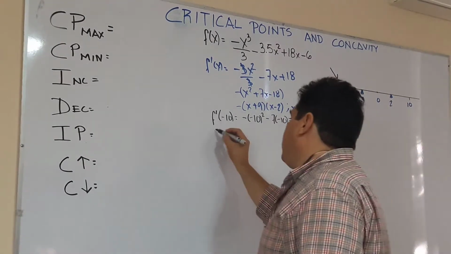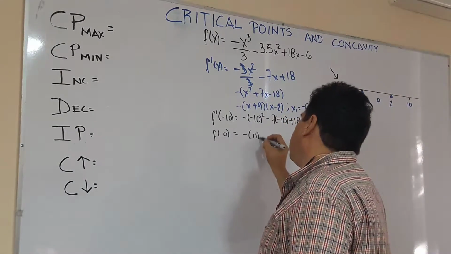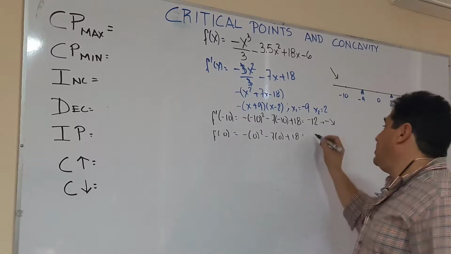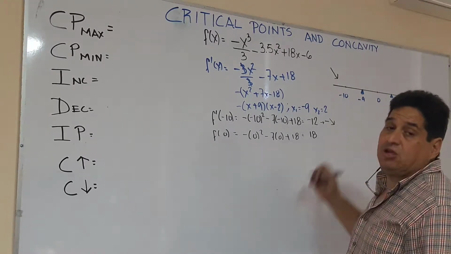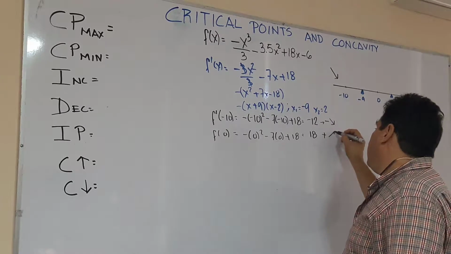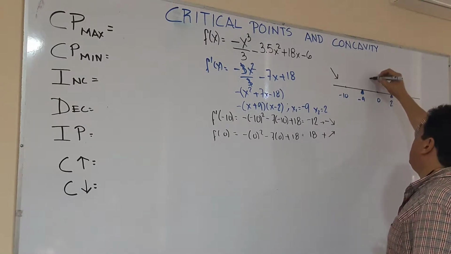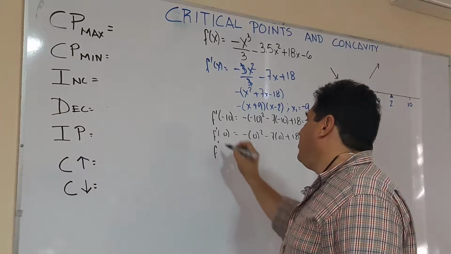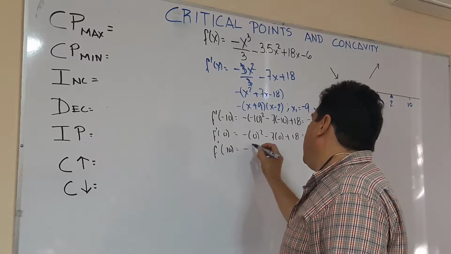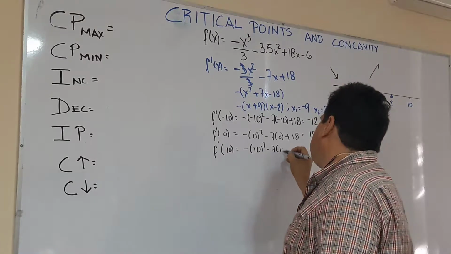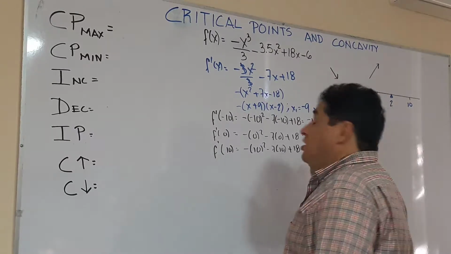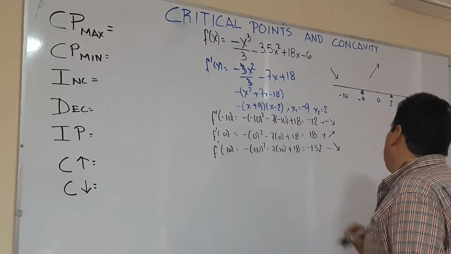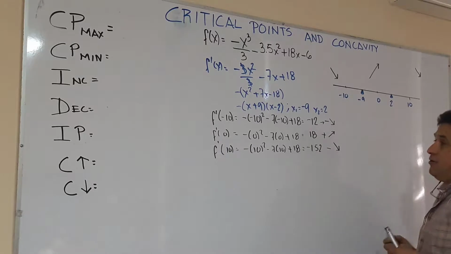Now I'm going to go for 0. So f prime of 0 is going to be minus 0 squared minus 7 times 0 plus 18, which comes out to be 18. Once again, it's going to be positive, so it's going to be going up. So at my 0, I'm going to draw an arrow going up. Okay? And finally, we're going to go f prime of 10, which is going to be minus 10 squared minus 7 times 10 plus 18, which comes out to be minus 152. Negative, therefore, it's going to be going down.